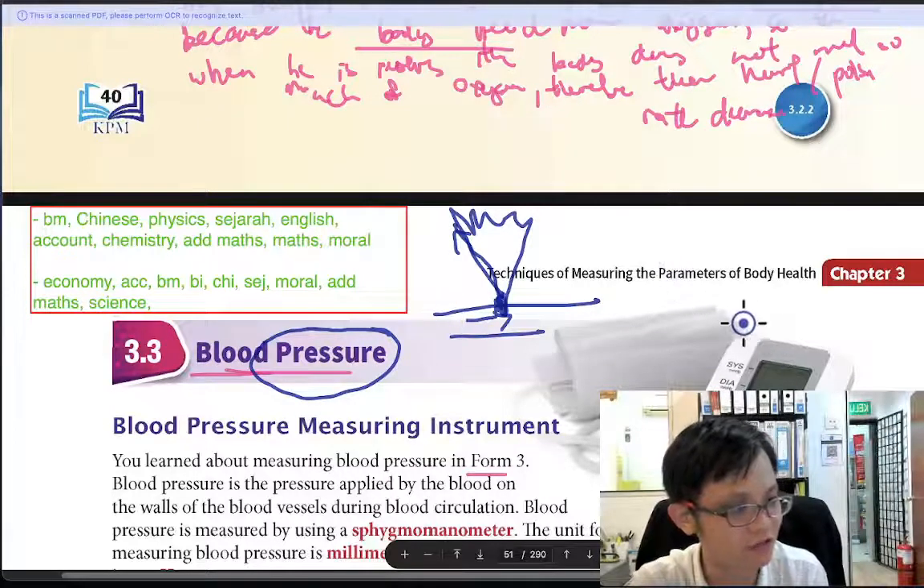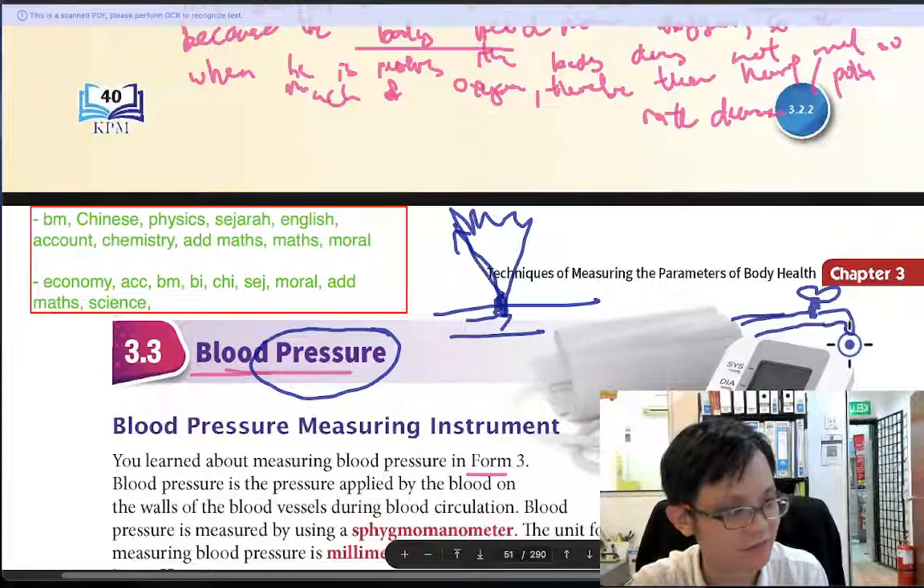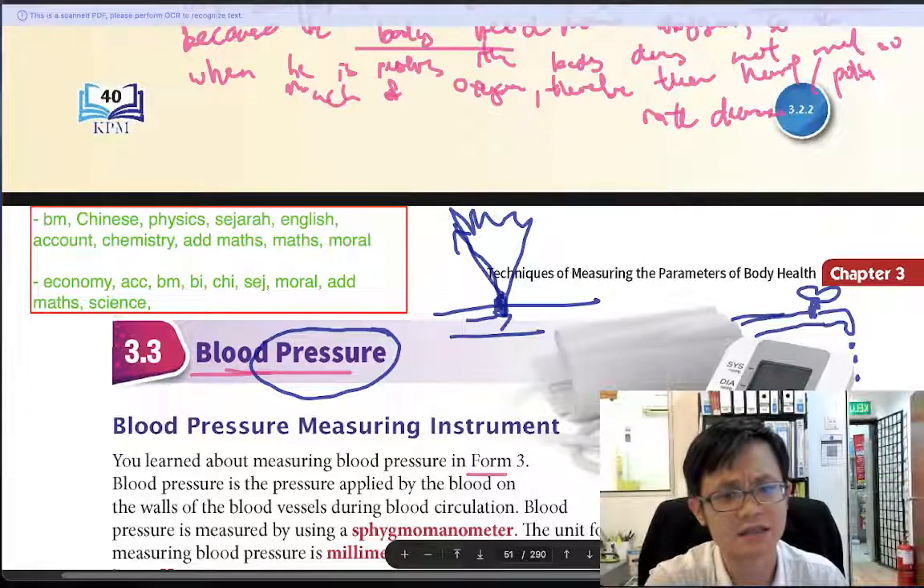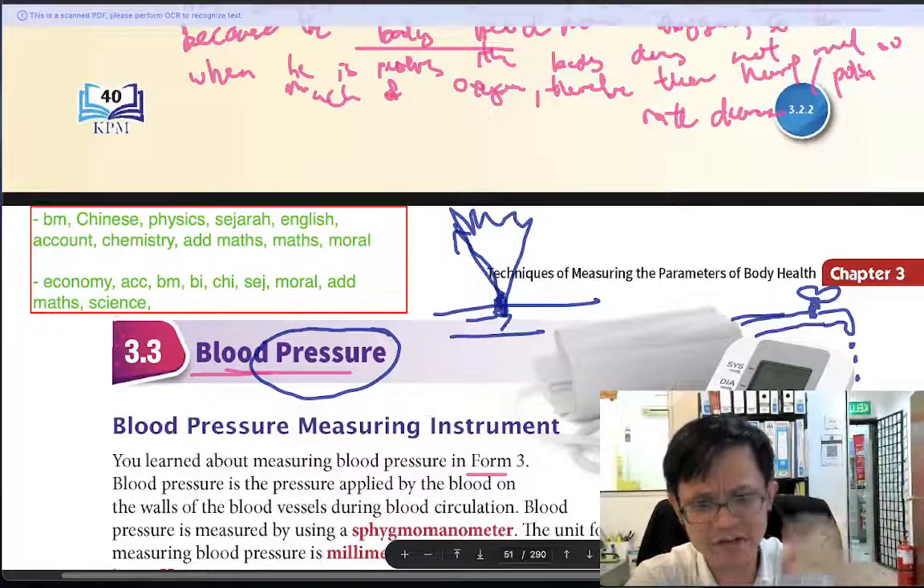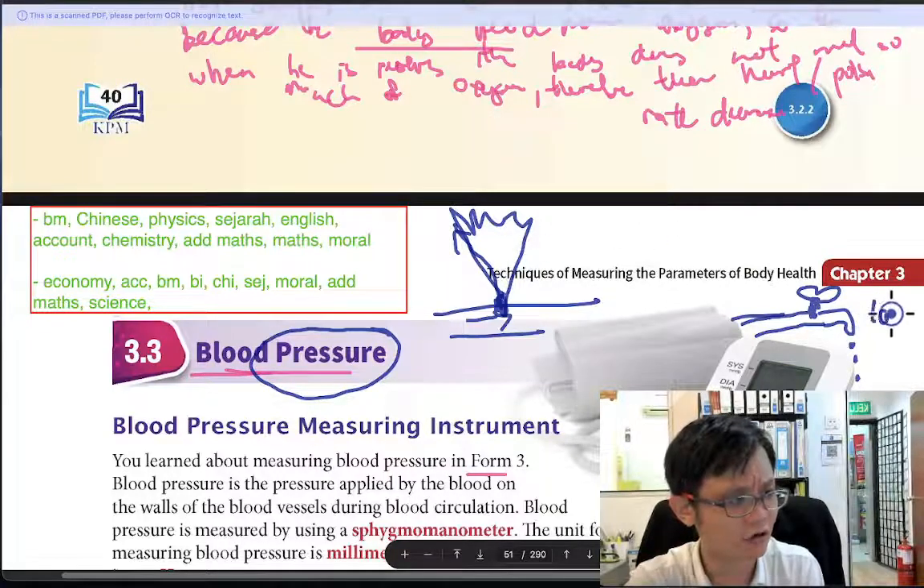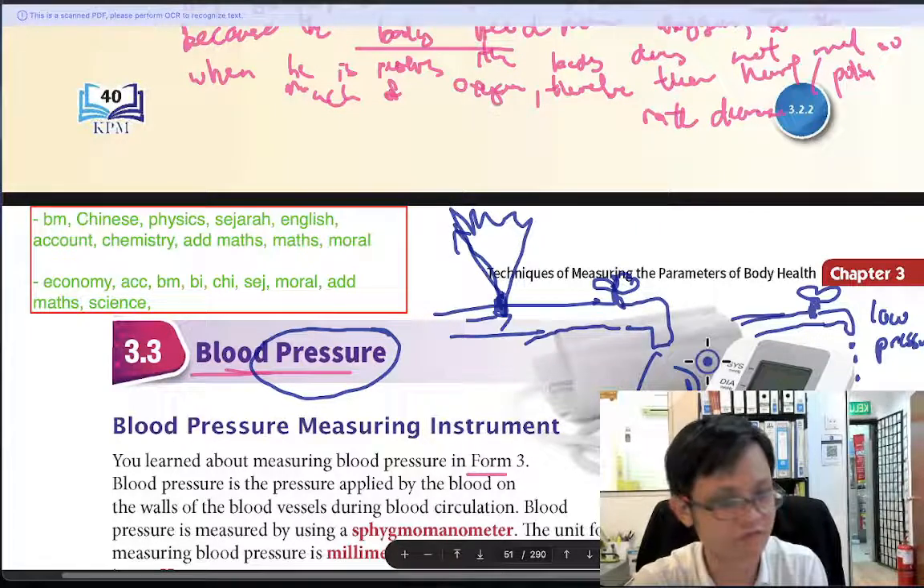Or it could be low pressure. Let's say this is your pipe, something like that. You turn on the tap, but the water comes out so little only. So you say the pipe is very low pressure, because when I open the pipe, the water comes out very slow. So this is low pressure. If it is a high pressure pipe like this one, the water comes out very fast.